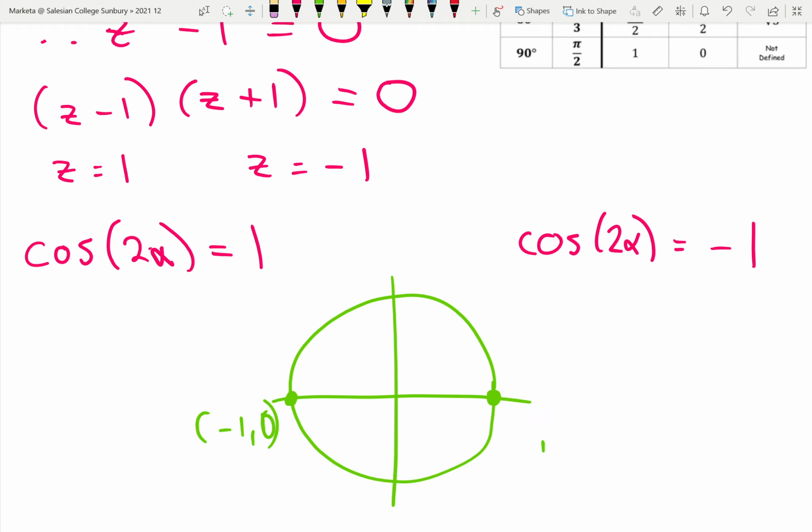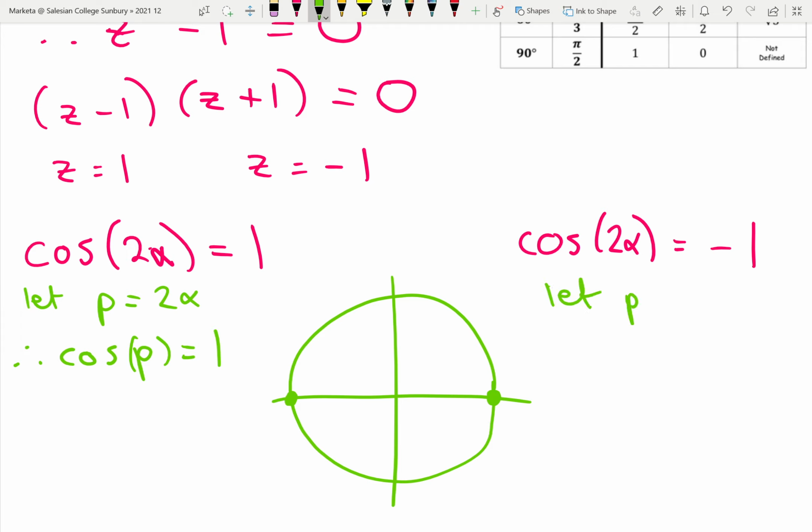And again, I'm looking at 2 alpha here. So I could use another pronumeral to say, we'll use P this time, equal to 2 alpha. Therefore, cos of P equals 1. And the same thing here. Let P equal 2 alpha. Therefore, cos of P equals -1. So we're drawing for P. We don't have to worry about changing the domain or anything like that.